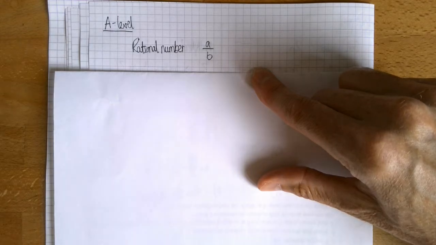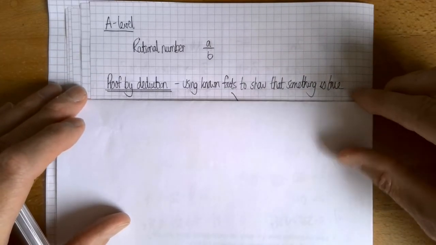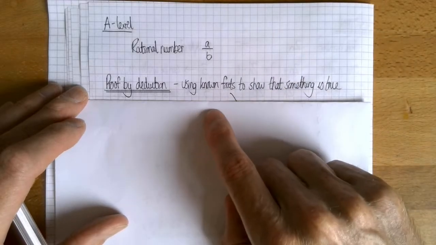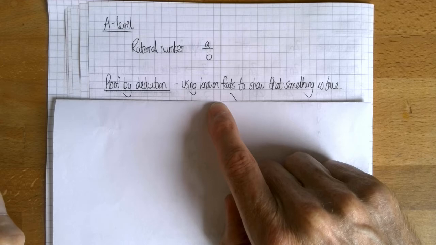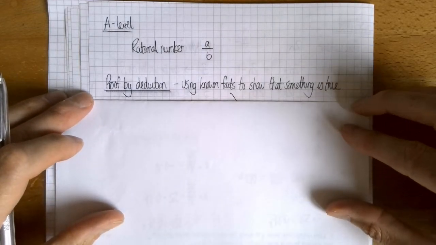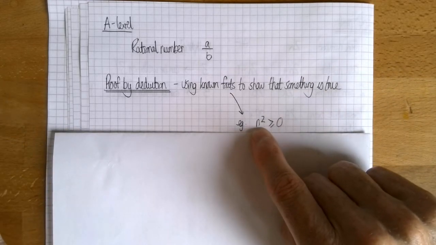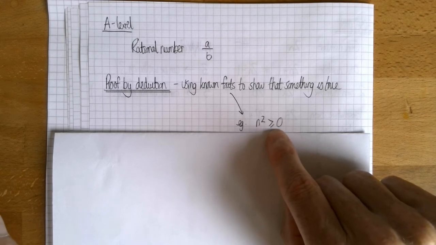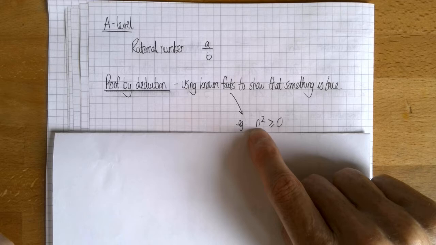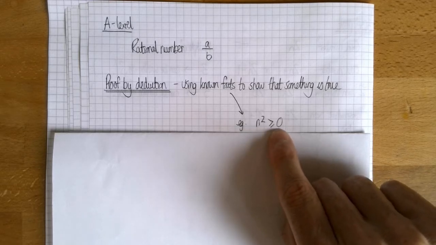So let's talk about the first of the 3 sorts of proof that we need to be able to do in year 1, and that's proof by deduction. Proof by deduction is where you use known facts, and these are algebraic facts, to show that something else is true. What do I mean by a known fact? Well, for example, if n is an integer, then I know that if you square it, you're always going to get something bigger than or equal to 0. So even if n is negative, when you square it, you get a number that is bigger than or equal to 0.